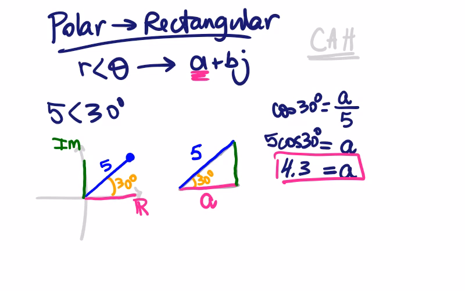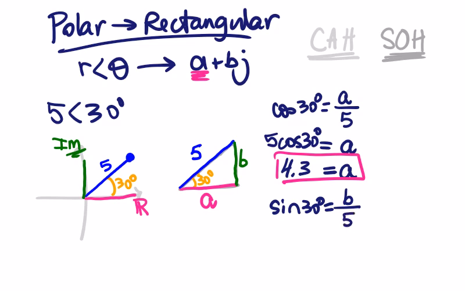And then we do the same thing to discover b, the vertical component, the imaginary part of the number. So b in this case is the opposite to the angle of 30 degrees. And we also have the hypotenuse. So that leads us into sine. So we could say sine of 30 degrees is the opposite, in this case b, over the hypotenuse 5. To solve the equation for b, we multiply both sides by 5, so b equals 5 sine of 30 degrees.